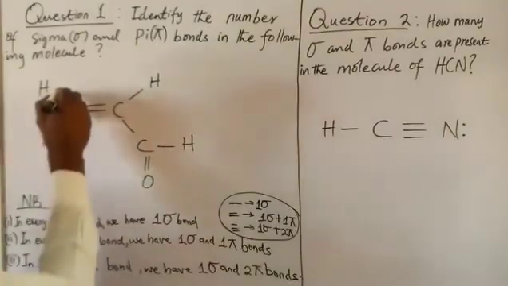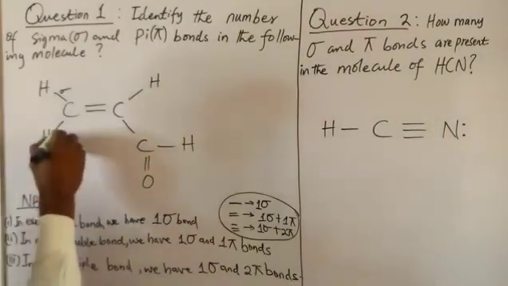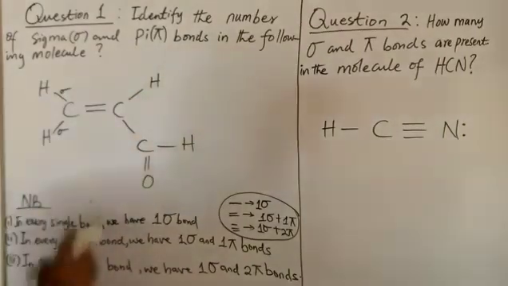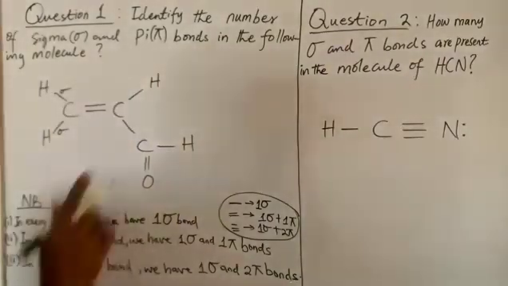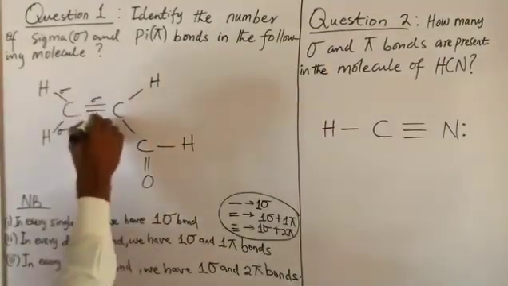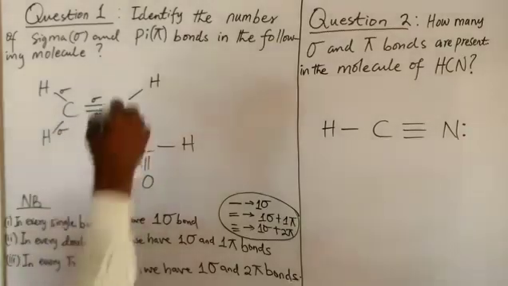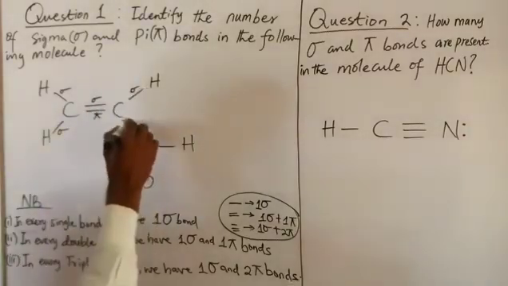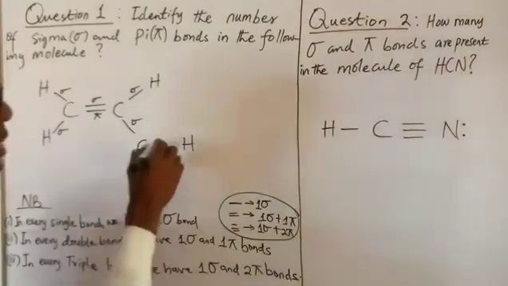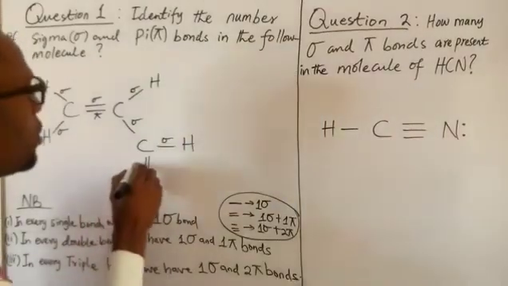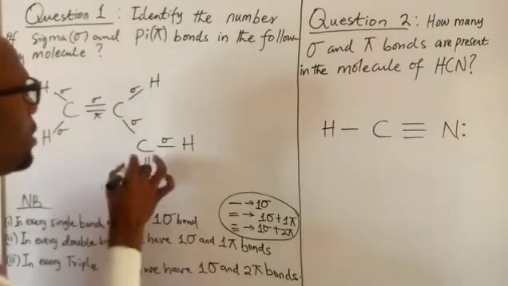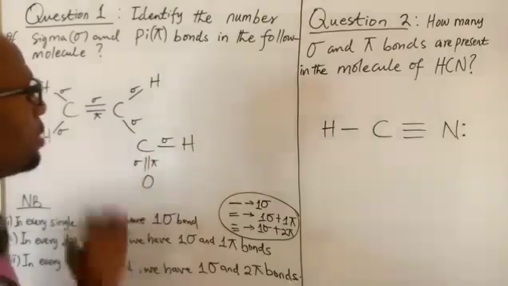It's important to identify that this is a sigma bond, okay? This is a sigma bond. If we have a double bond, one definitely is a sigma, while the other one is a pi. So this is a sigma bond, okay? This is a sigma bond. Definitely this is a sigma bond. One of these is a sigma bond, one of these is a pi bond.